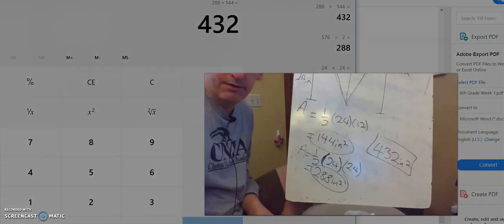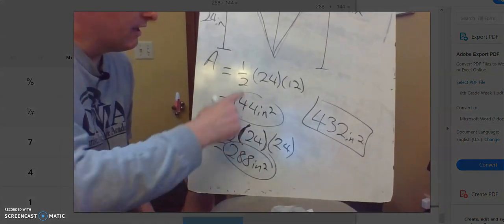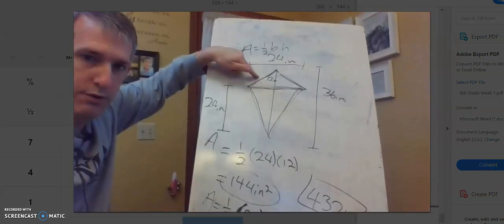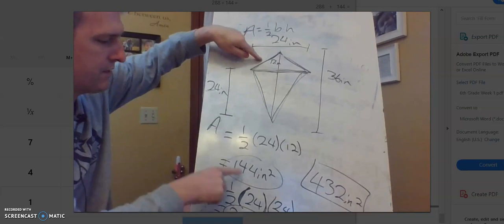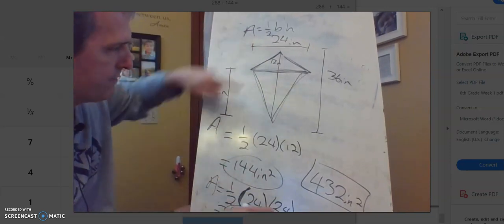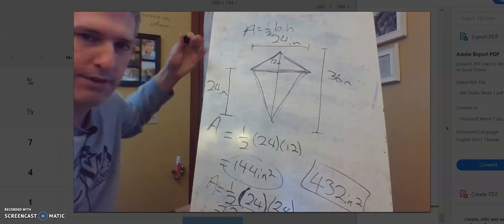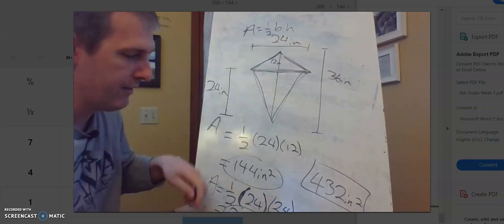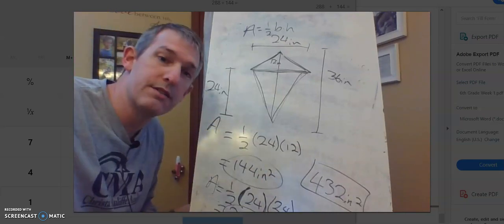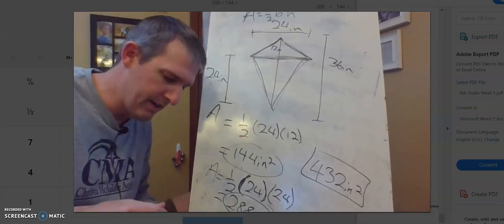Okay, so again, let's review in case you couldn't see it. I found the area of this top triangle here. So the area of this top triangle is 144 inches squared. And then the area of this bottom triangle is 288. But I wanted the whole thing. The total means add them together. So I add these two numbers together, and I got 432 inches squared. It's squared because it's area.